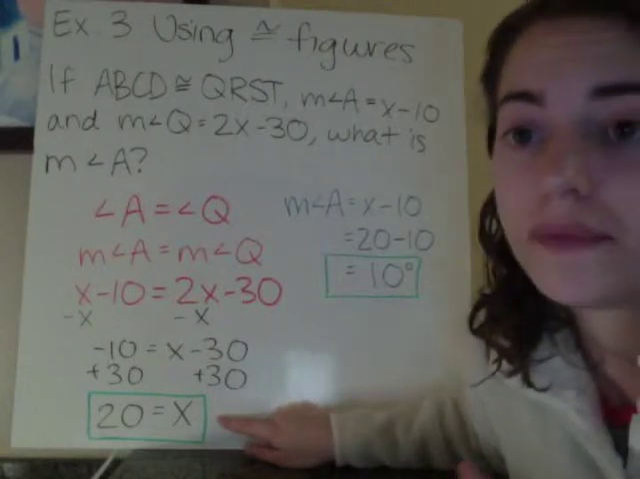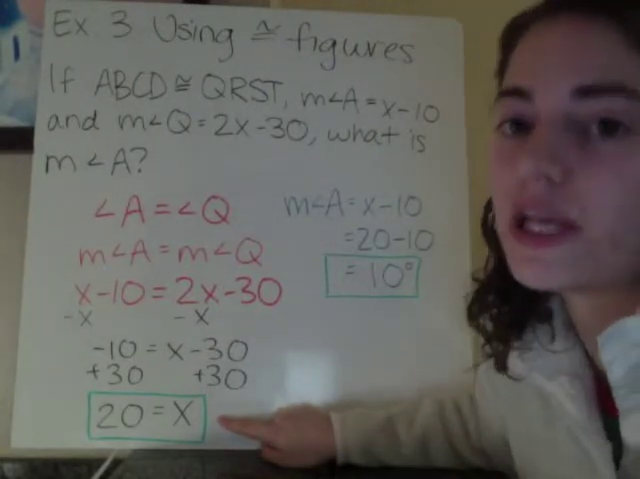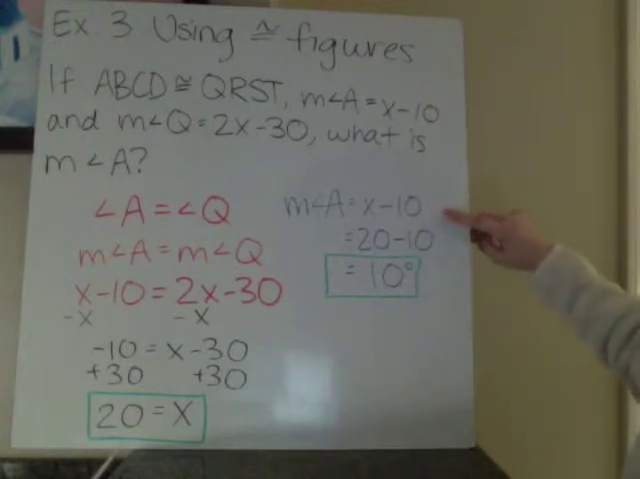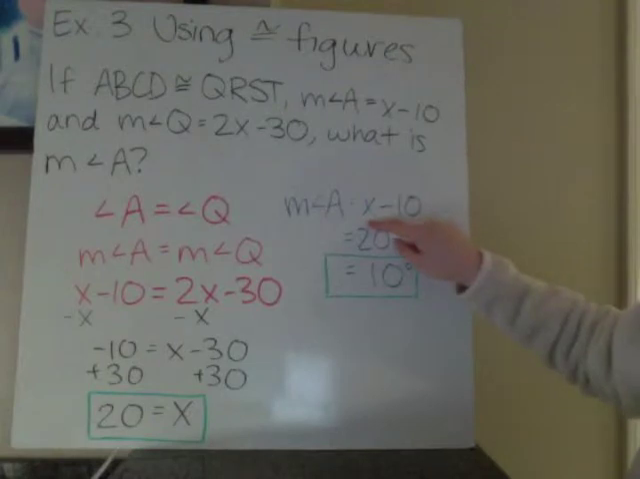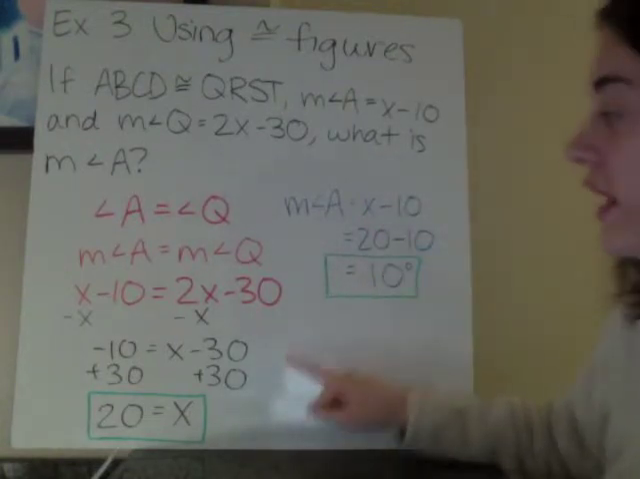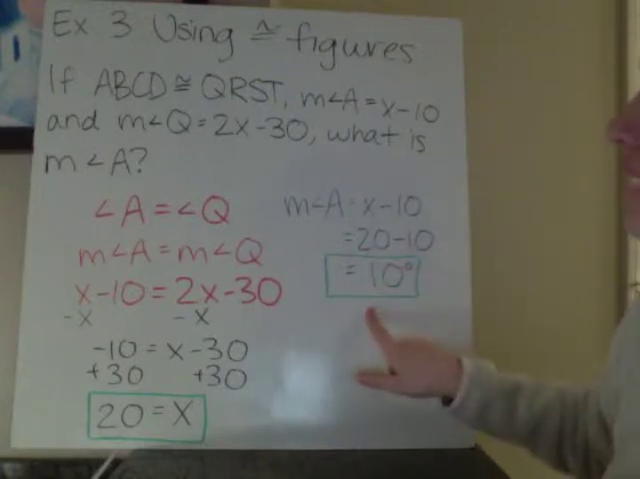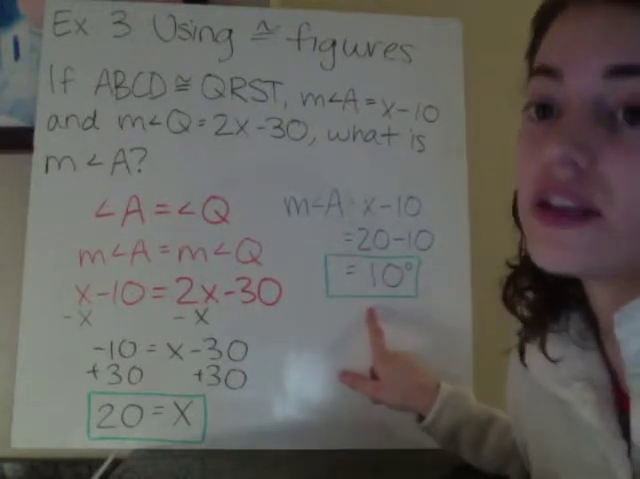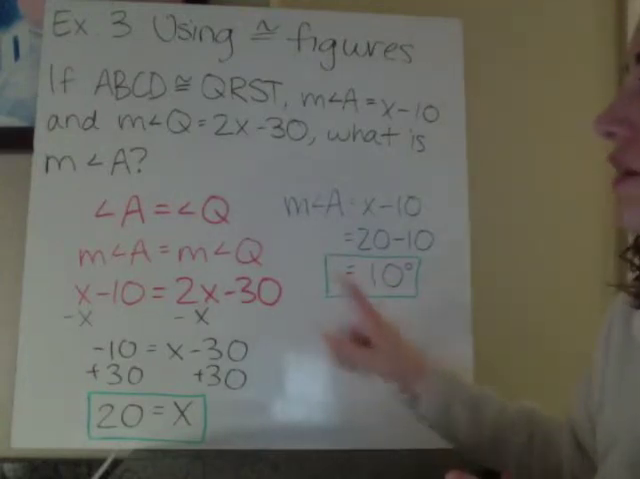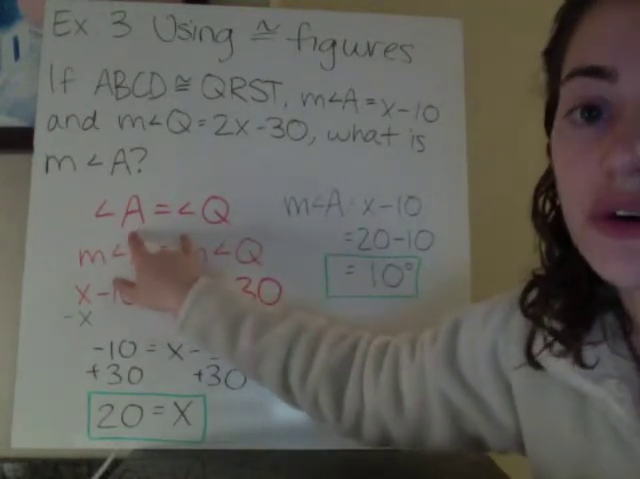I found x to be 20. But they didn't ask me for x, they asked me for the measure of angle A. So I need to go back. And when I go back, I put in the measure of angle A back to its expression, and now I can substitute in my value of x. I found x to be 20, so I substitute in 20. I find the measure of angle A is 10 degrees. I also, therefore, know that the measure of angle Q is 10 degrees because I know that those angles are congruent.